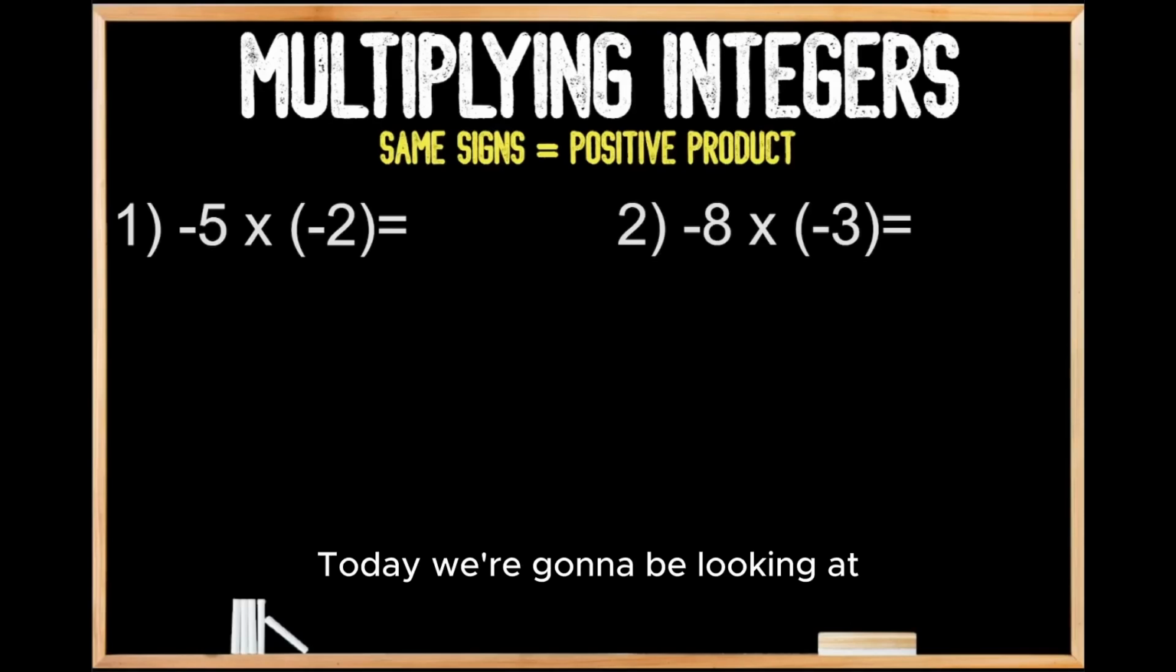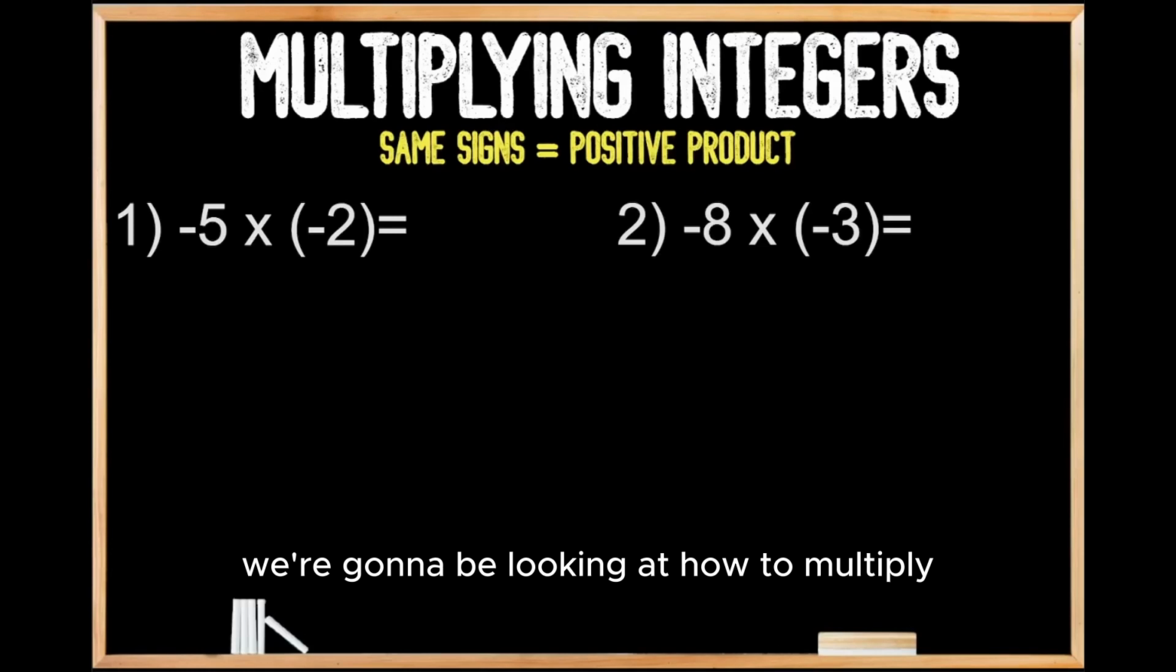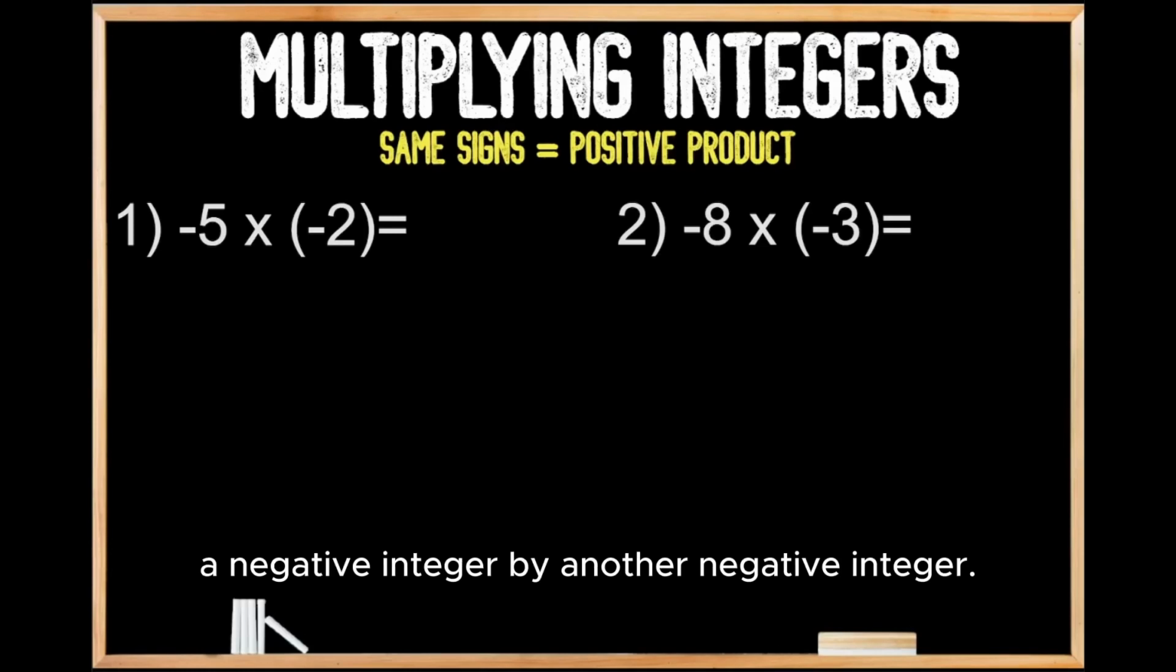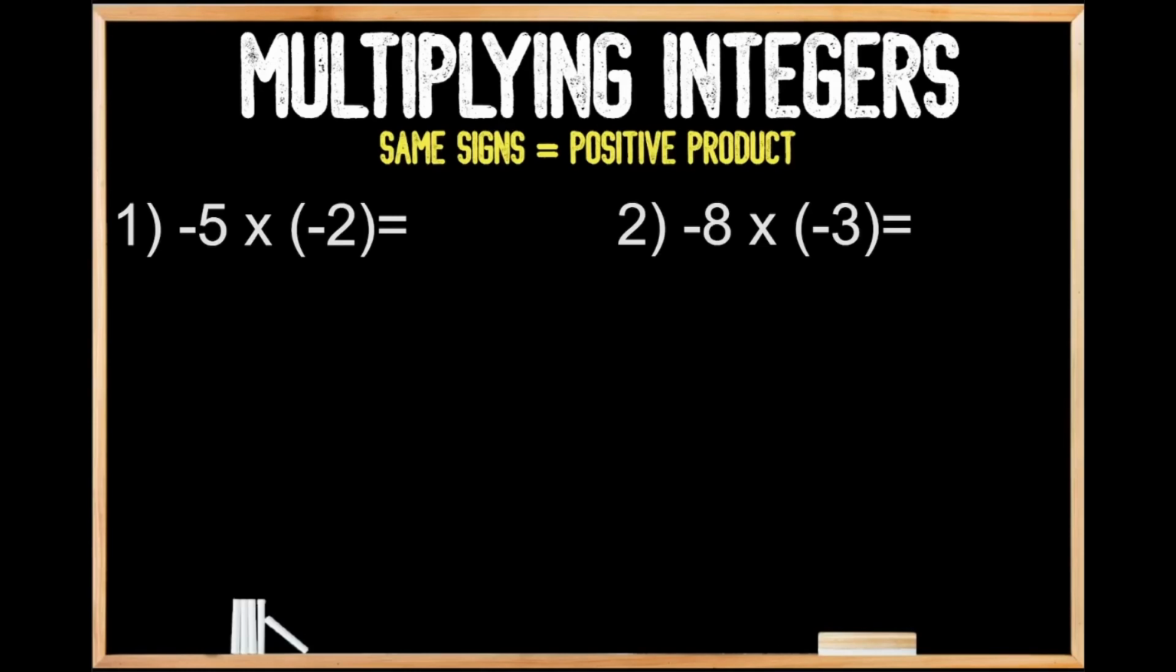Today we're going to be looking at how to multiply integers. Specifically, we're going to be looking at how to multiply a negative integer by another negative integer. We have a couple of examples that we're going to work through together here, so let's get started.